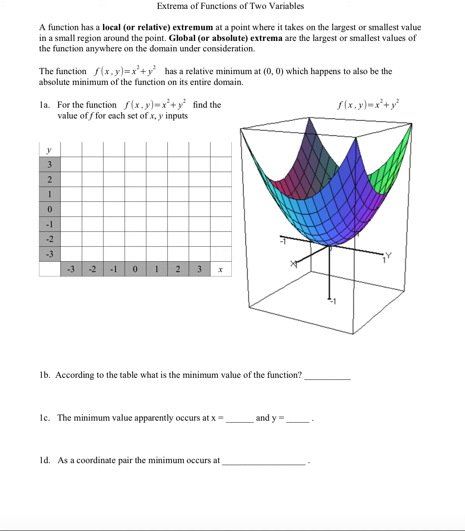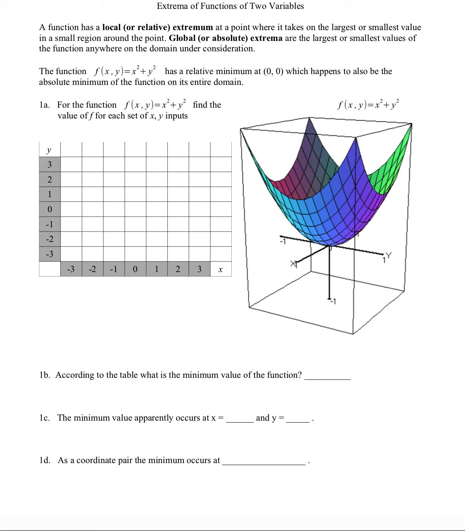Below is pictured the function f of x comma y equals x squared plus y squared. From the graph, we can see that it apparently has a relative min at 0, 0, the origin, and that also happens to be the absolute min of the entire function.